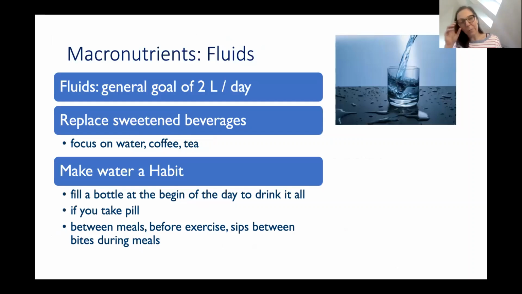Fluids, I tend to tell people to try and get at least 2 liters a day. 48 ounces is a good amount. And this is hard for older adults. They have a decreased thirst response. They're just not as interested in drinking a lot of the time. And dehydration is one of the number 1 reasons for hospital admission and ER visit. I mean, it's common. So hydration is key.